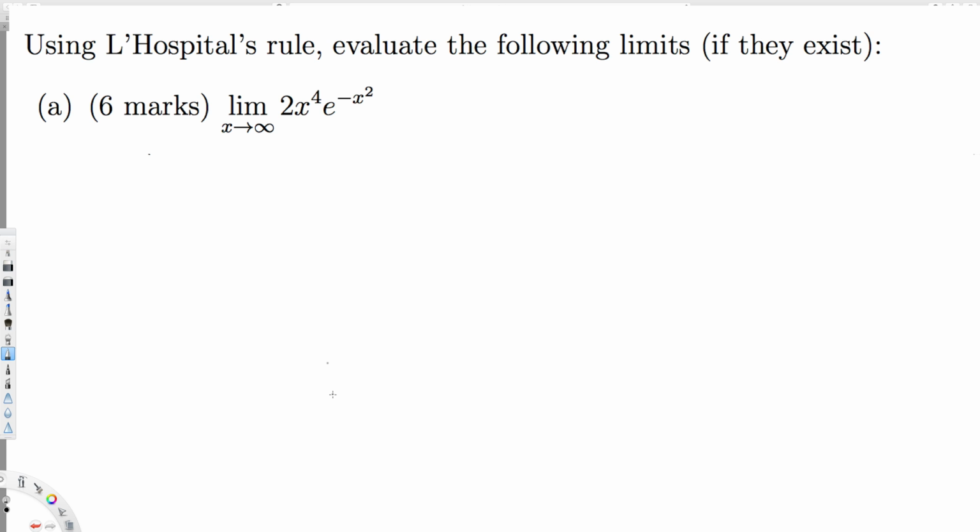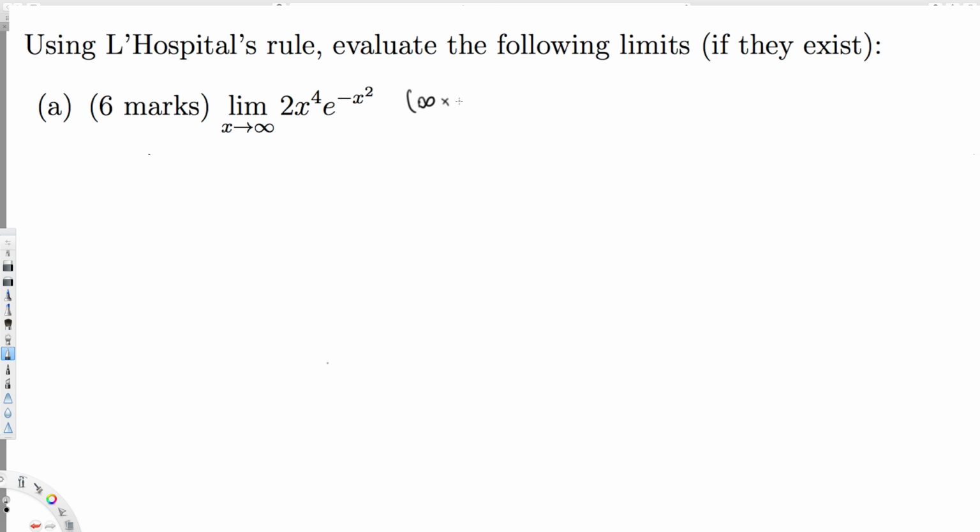So in this case, if you look at the expression, they have given 2x to the power of 4 and e to the power of minus x squared. If I apply infinity, what will happen to this? 2 times infinity to the power 4 is going to be infinity, because whatever power you put on infinity, it's going to give you infinity, right? So this is going to be infinity, and the other one is e to the power of minus infinity, which becomes 0.